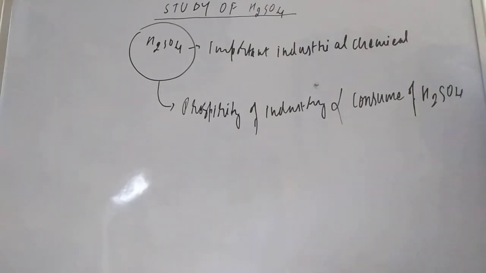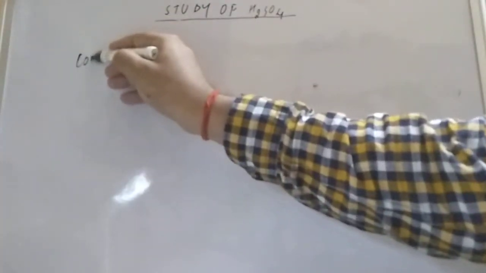Now student, there are so many methods for preparation of sulfuric acid, but in this video lecture we will study whatever is in our syllabus. In our syllabus there is one industrial method, that is the contact process. So we will study the contact process, friend. Let us see what the contact process is. Here I am writing the contact process.